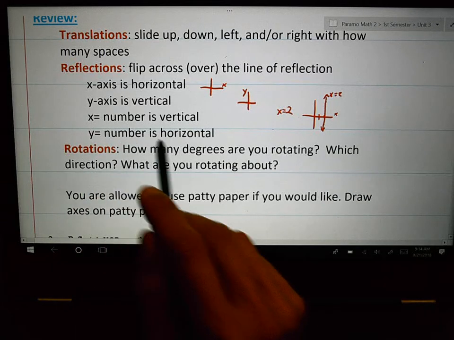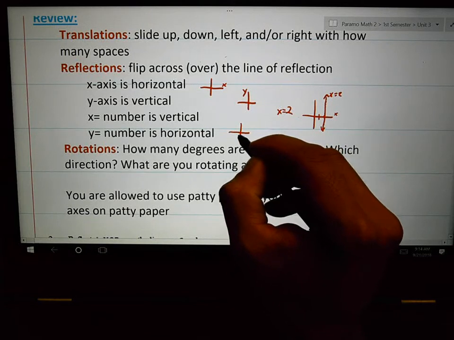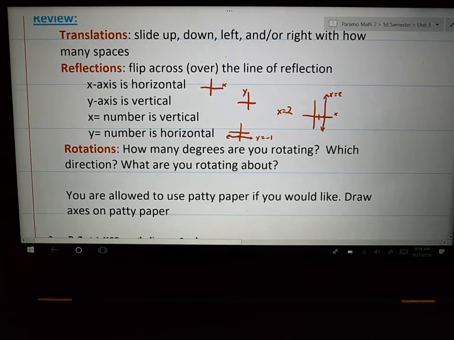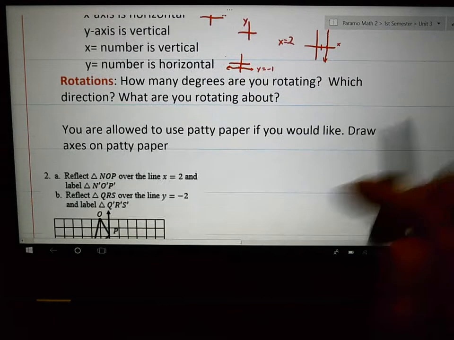Y equals a number is a horizontal line. For example, if I said y equals -1, that would be this line. Y equals -1. And I wanted you to have those in case you had to reflect over something that was not the x or y axis, which you will have to do.